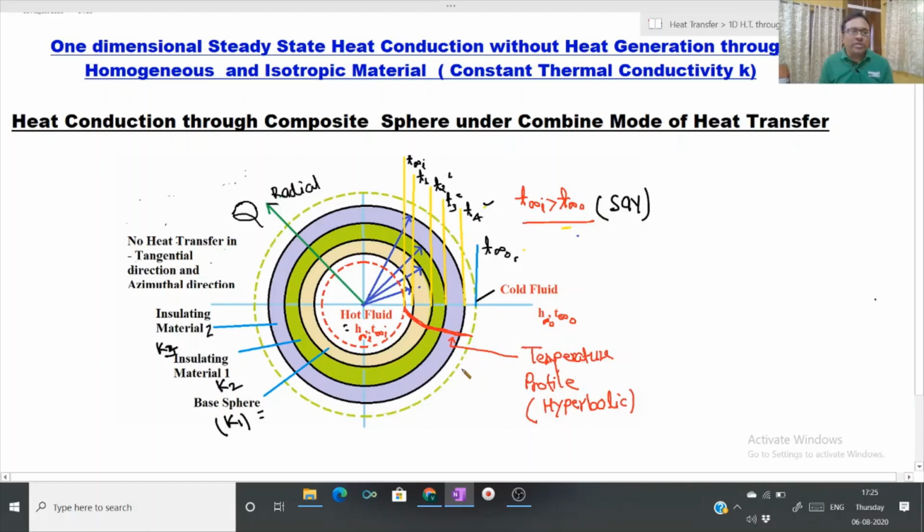So by virtue of this temperature difference, heat will be conducted as well as convected through this system from hot fluid to the cold fluid. Heat will be convected from hot fluid to the inner surface of the sphere. Heat will be conducted across the sphere, insulating material 1 and 2, and finally heat will be convected from outer surface of the sphere to the cold fluid by convection. So here combined mode of heat transfer is involved.